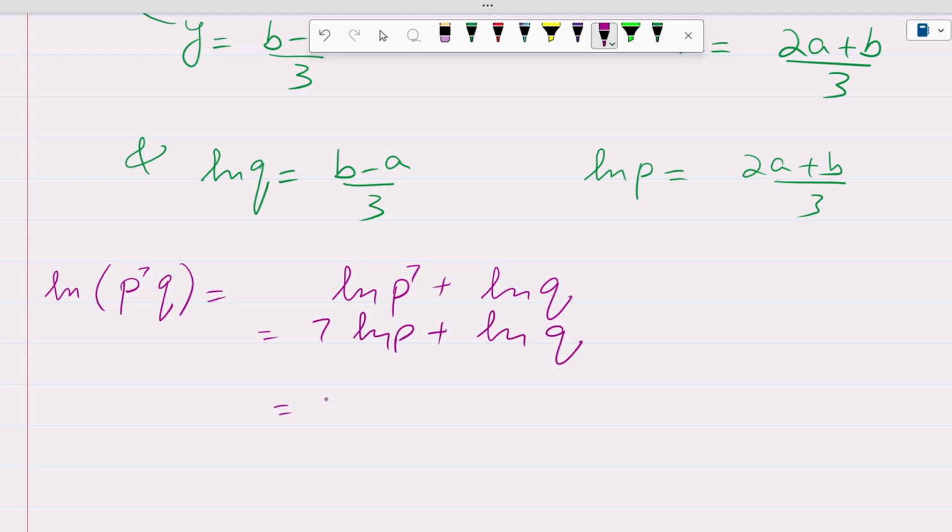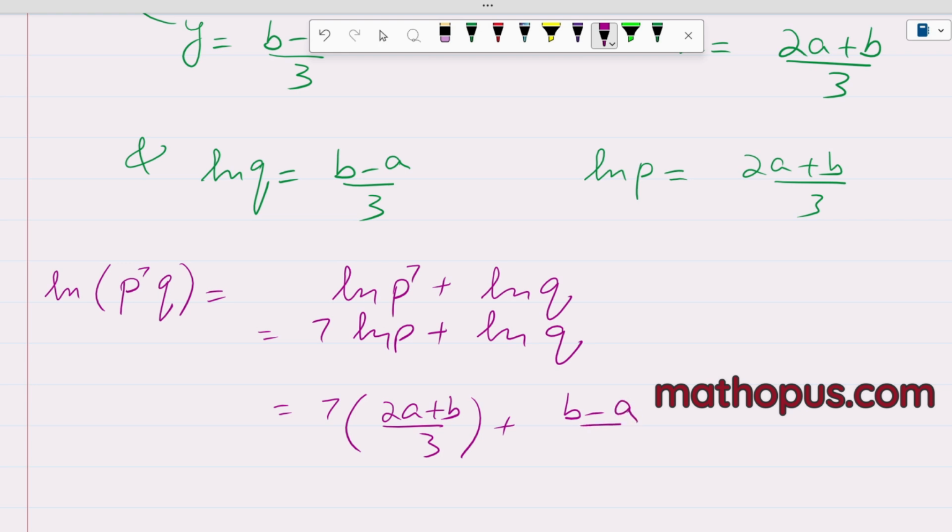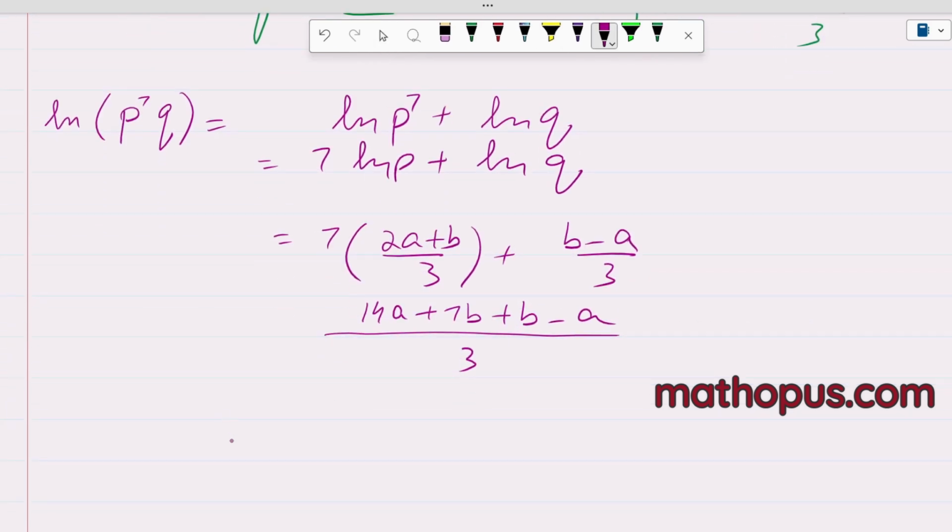Let's substitute the values which we have just calculated. 7 times 2a plus b over 3, plus ln q, which is b minus a over 3. The denominator is the same, so it's easy to take the LCM. So 14a plus 7b plus b minus a. We have 14 minus 1, which is 13a, so 13a plus 8b over 3. This is the answer for log p^7 q. This is our required answer.